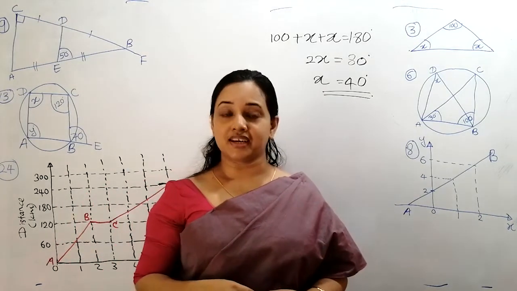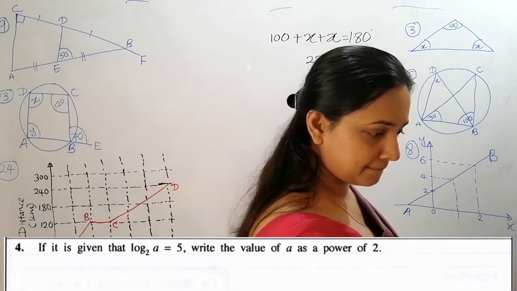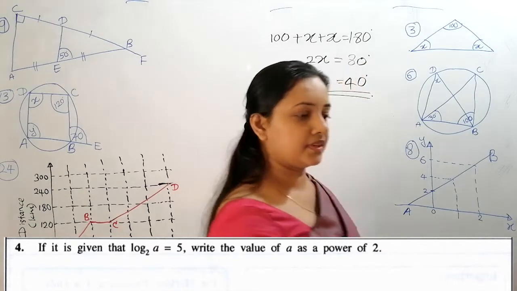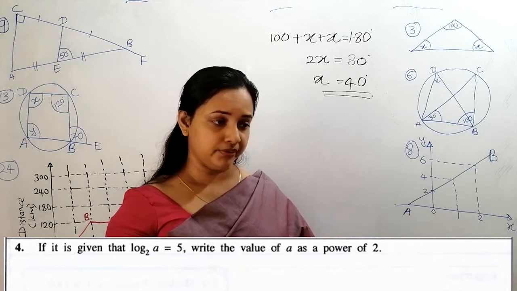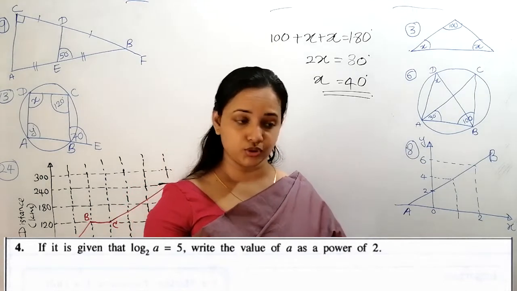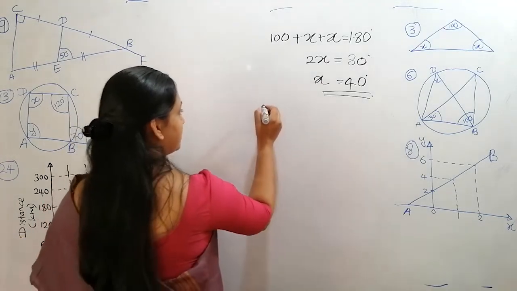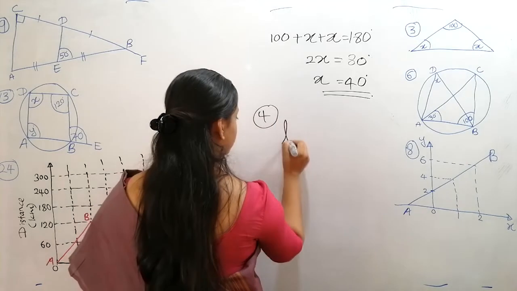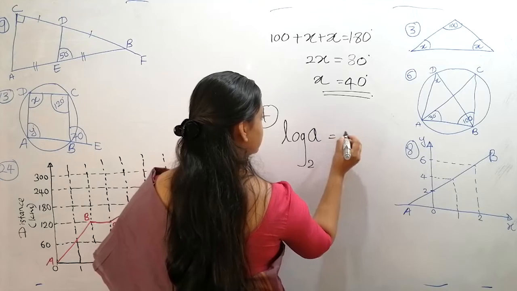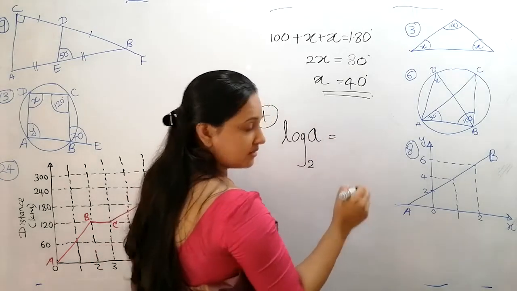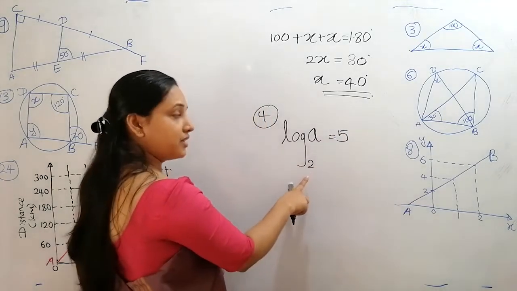Okay. Then look at question number 4. If it is given that log 2 base a equals 5, write the value of a as a power of 2. What's the question? Here it is given log 2 base a. Log 2 base a is equal to, what's the value? 5. Then we have to express this term as a power of 2.